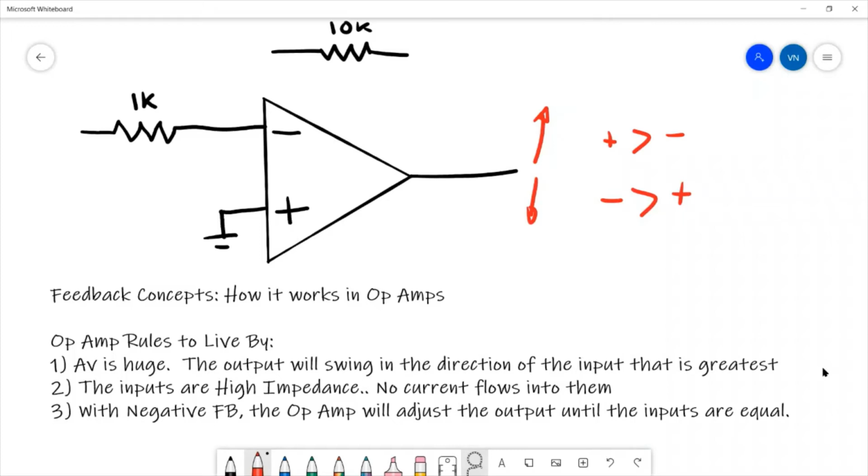Number 2, the inputs of an op-amp are high impedance. There is virtually no current that flows into them. So you can think of the input of an op-amp as essentially being an open circuit, and there will be no current that flows into the input. And then number 3, with negative feedback, the op-amp will adjust the output until the inputs are equal.